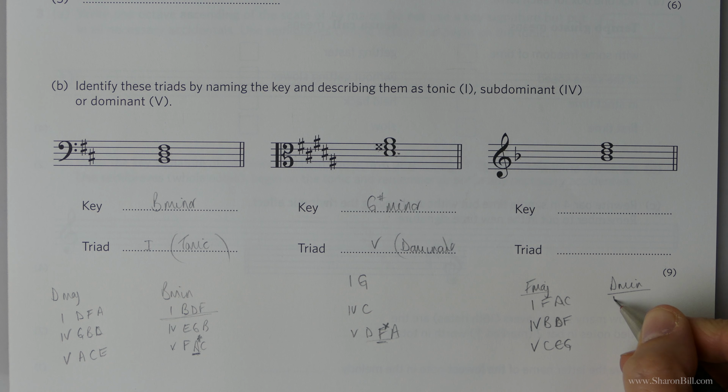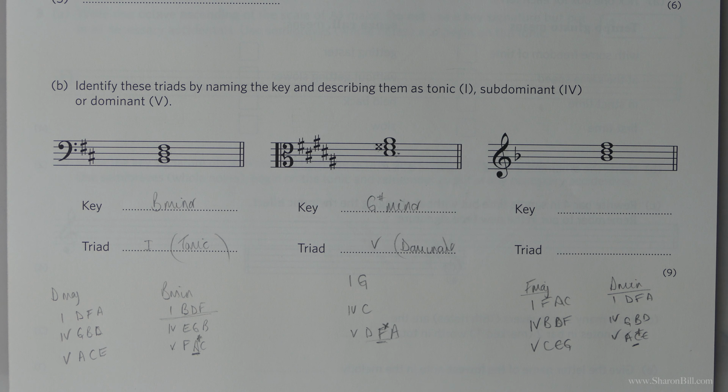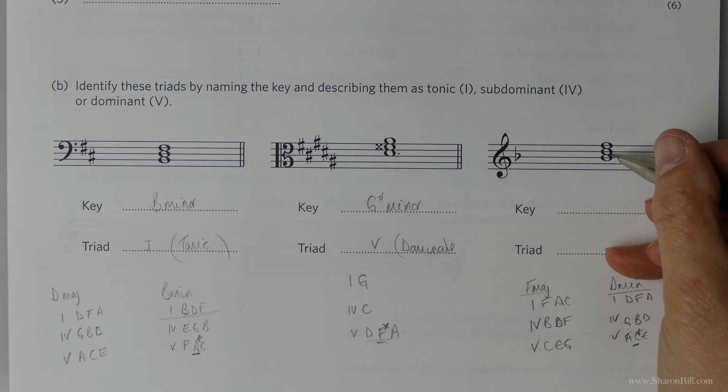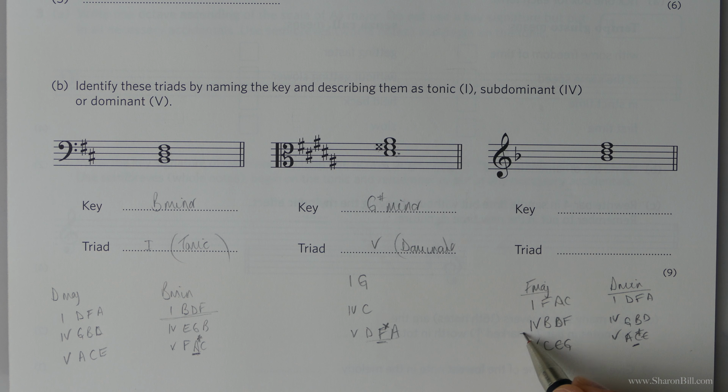And if we're in D minor, chords one, four, and five are going to be based on D, E, F, G, A: D, F, A; G, B, D; A, C, E. And of course, that C sharp would be raised as the seventh degree of the scale. So let's see what we've got here. We've got a B, D, F. So we can see that chord there answers it. So we're in F major.